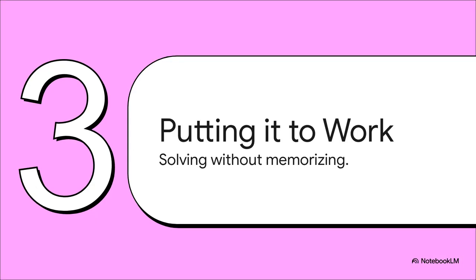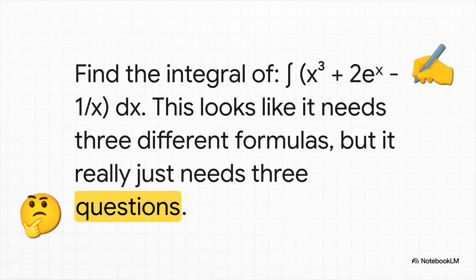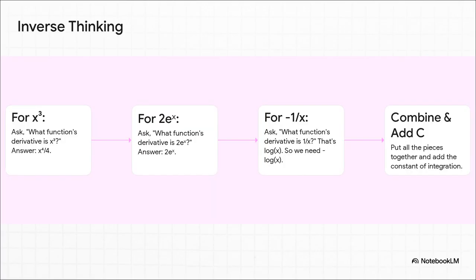All right. Let's really put this thinking-in-reverse idea to the test. We're going to take a standard calculus problem and solve it without looking up a single formula, just by using this inverse thinking. So here's our problem. We need to find the integral of x cubed plus 2e to the x minus 1 over x. Now this looks like it needs 3 different formulas from that big, scary list. But really, it just needs us to ask 3 simple questions. Let's go term by term.